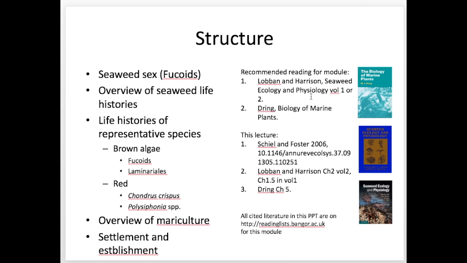I suggest reading chapter 1.5 in Lobban and Harrison Volume 1, chapter 2 in Volume 2, if you have it, and then doing chapter 5, which looks at some of the morphogenesis and life history elements. But Sheel and Foster is the key paper that I want you to look at, because it gives you some excellent examples that you can use to really illustrate how adapted seaweeds are to the environment that they live in.